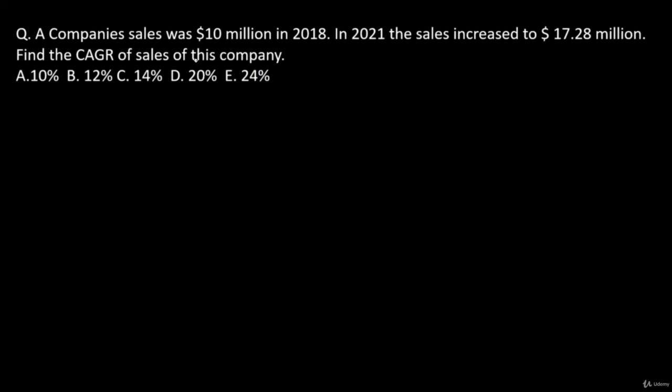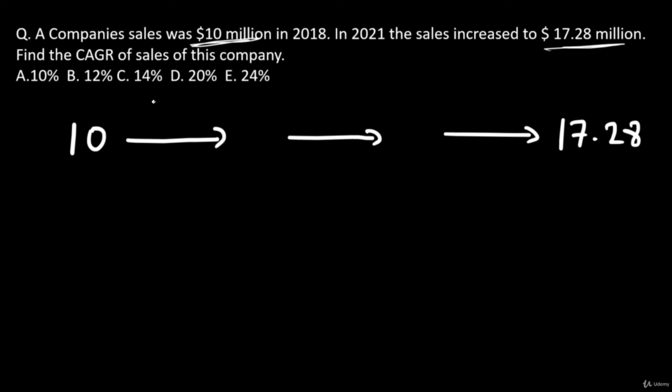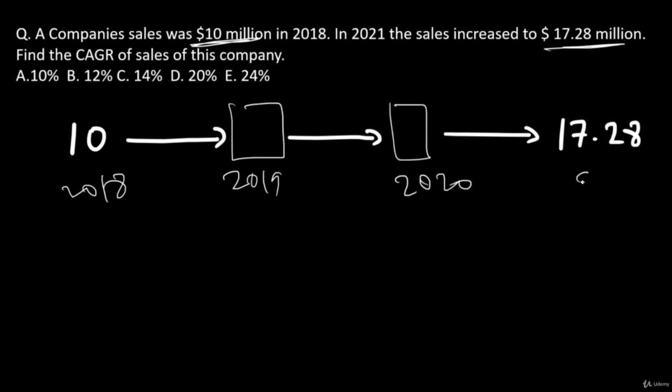Now what's happening over here? The sales is going from 10 million to 17.28 million in a matter of how many years? In a matter of 3 years, right? That's 2018 to 2021. All right, so this is 2018. Now when it became 2019, you have some value. Again when it became 2020, you have some value, and then when it became 2021, you have 17.28. So you can see there is 1, 2, 3. There are 3 increases.